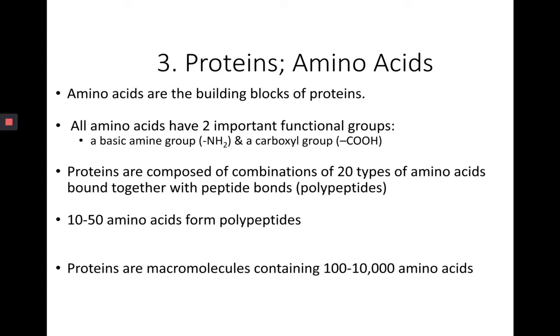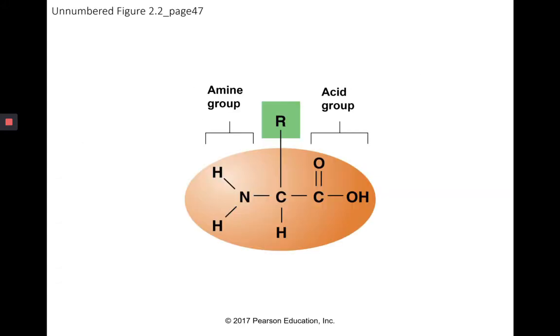Proteins, again, are combinations of amino acids. Again, we have 20 types. I'll show you an image in just a moment. We tend to say that a small protein is really just a polypeptide. That's 10 to 50 amino acids bound together. Whereas our big macromolecules, our biological molecules that we're calling proteins that have large functions or are very structural, they contain about 100 to 10,000 amino acids.